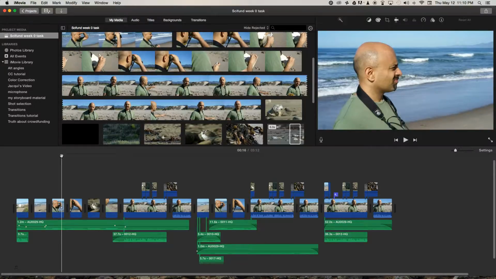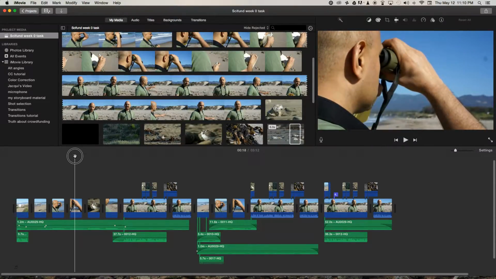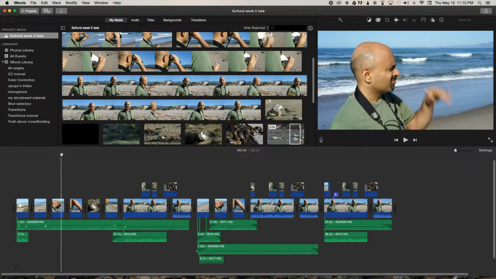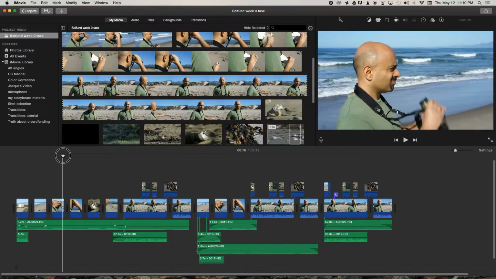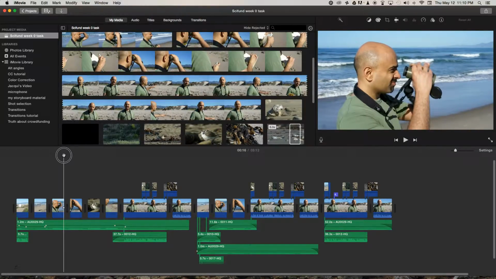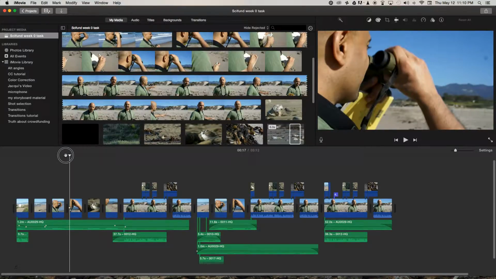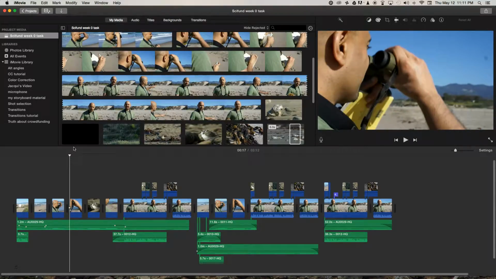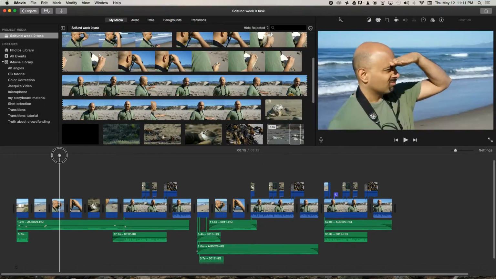Now for the next cut, we had the luxury of having 2 angles with the same action. So what we were able to do is make a cut on the action, and it's a very traditional way of making a cut in footage. And what I chose to do was just edit the clip until the binoculars were a certain distance from his eyes, and then on the next clip I cut it until the binoculars were about the same distance, and that just makes that cut a lot more natural as well.